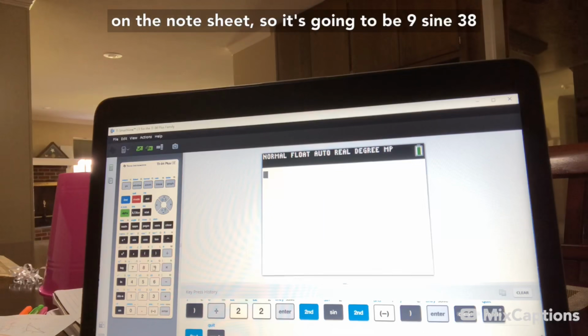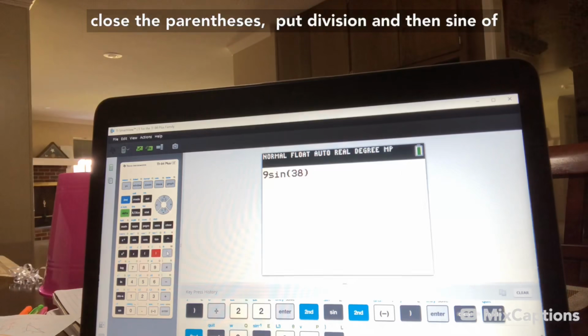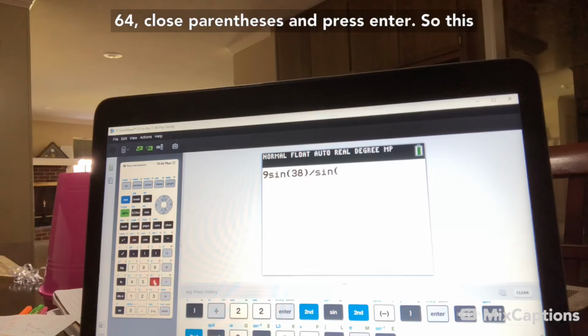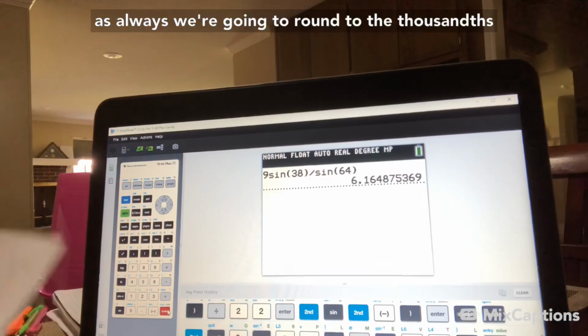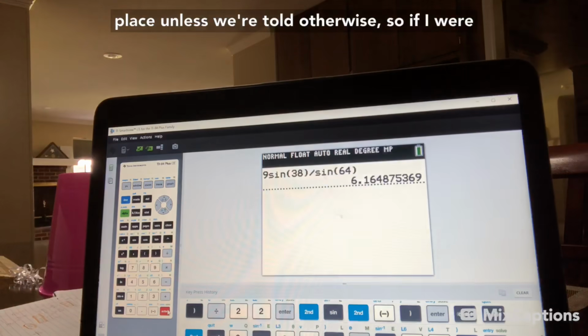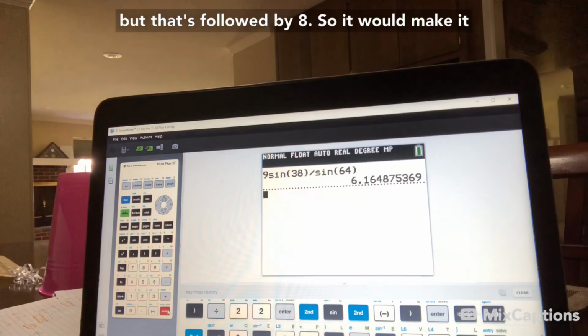Okay, so we're going to quit this, second quit, and put in what I circled on the note sheet. It's going to be 9 sine 38, close the parentheses, divided by sine of 64, close parentheses, and press enter. This is the answer that you should be getting, and as always, we're going to round to the thousandths place unless we're told otherwise. The 4 is in the thousandths place, but that's followed by 8, so it would make it 6.165.